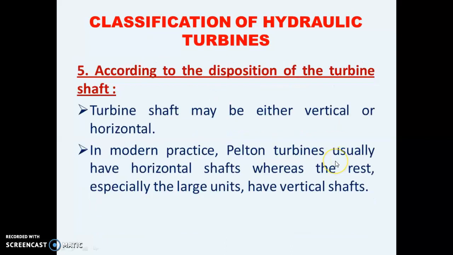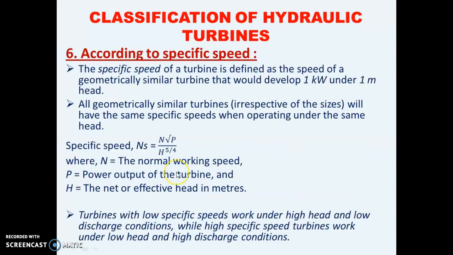We'll go directly to the fifth classification, according to the disposition of the turbine shaft, that is, the turbine shaft may be either vertical or horizontal. Pelton turbines have a horizontal shaft, whereas Kaplan turbine and Francis turbine have vertical shafts. And the last classification is according to specific speed.